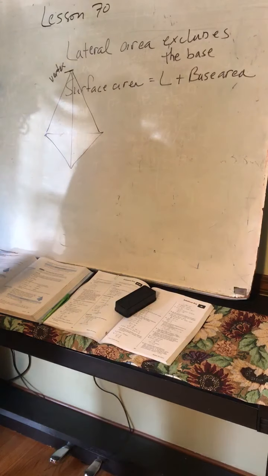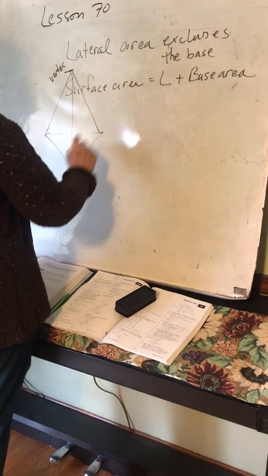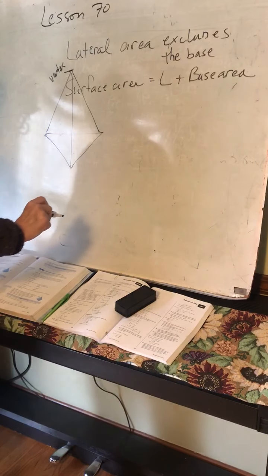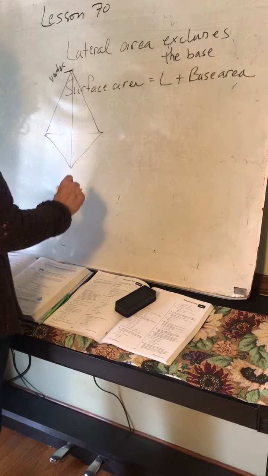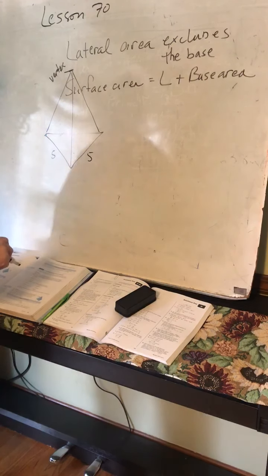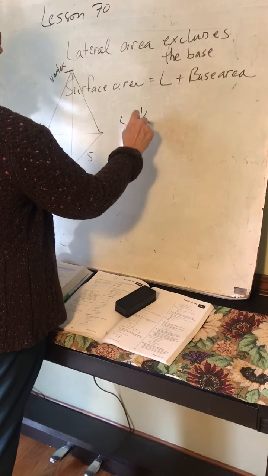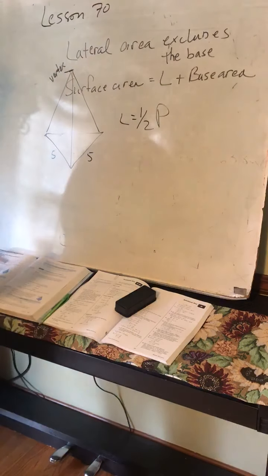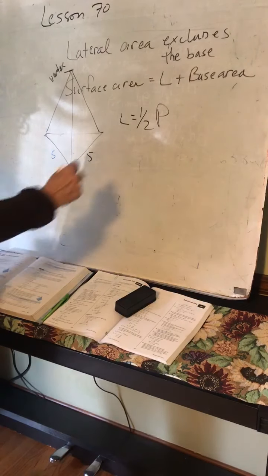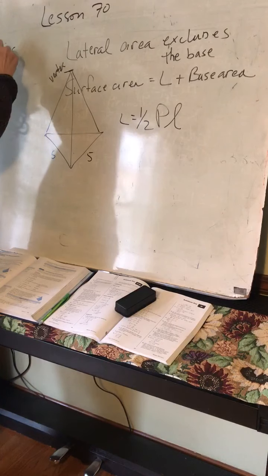And when we do that, all we have to do is, let's say this was 5 inches all the way around here. So we can do the lateral area equals 1/2 the perimeter of the base times what they call L. L is equal to the slant height.